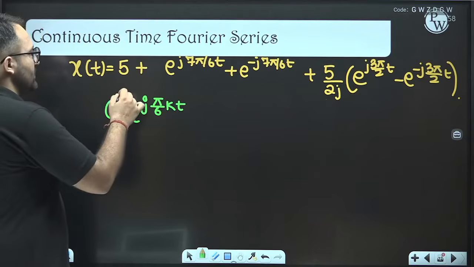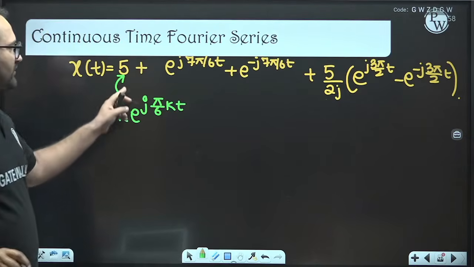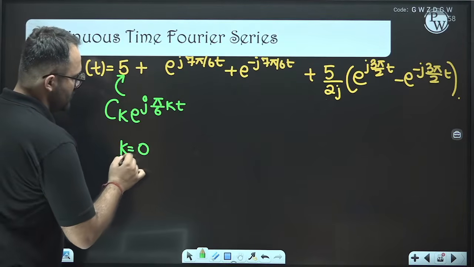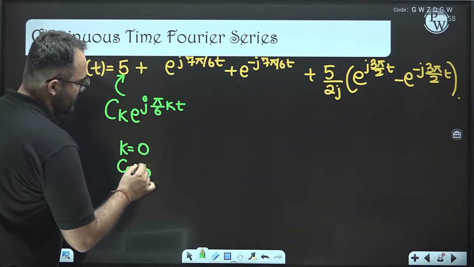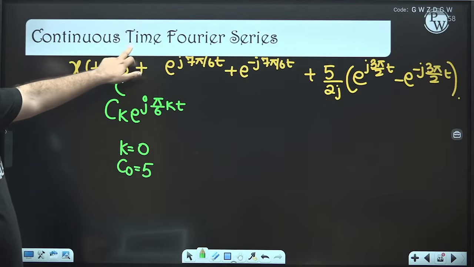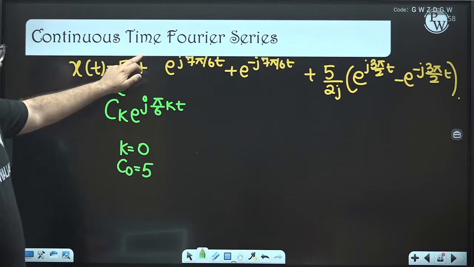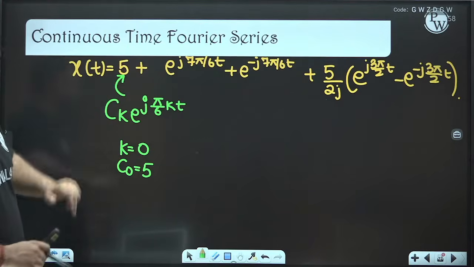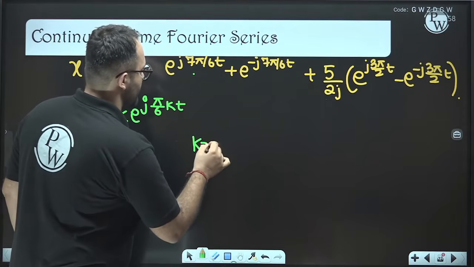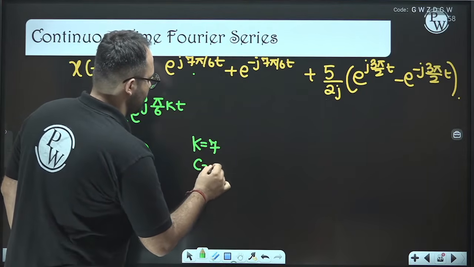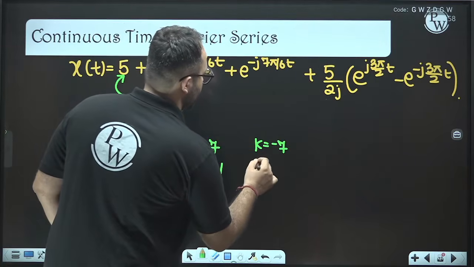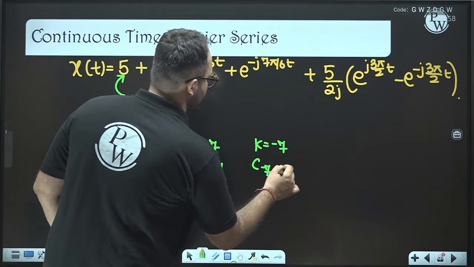Okay, so when we compare the first term, we can see that there is no exponential power. So we will get k is equal to 0 and c0 is equal to 5. Great. Understood? There is no exponential power, so it means the exponential power is 0. If we compare with this, we'll get k is equal to 7 and c7 is equal to 1.